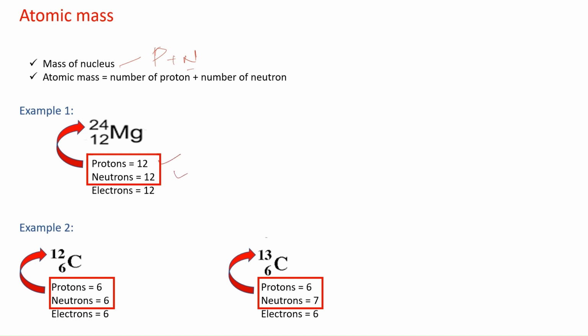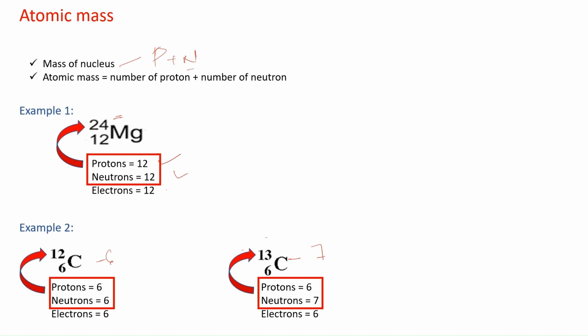12. Number of neutrons, 12. 12 plus 12, 24. So the atomic mass of the magnesium element is 24. Here again, the same example, carbon 12 and carbon 13. We already understood why this is 12 and why this is 13, because the number of neutrons is changed. Here it is 6 neutrons, here the number of neutrons is 7.